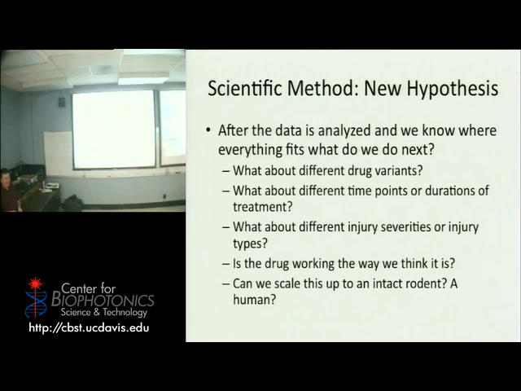Probably the most important one is, can I do this even in a rat? I've shown this in cell culture. Nobody really cares about cell culture. The advantage of cell culture is I can do a lot of them very quickly and it's cheap. But if it doesn't work in a rat, let alone a human, then who the heck cares? Right? Because what this is really all about is how to help human patients who've had a head injury get better.